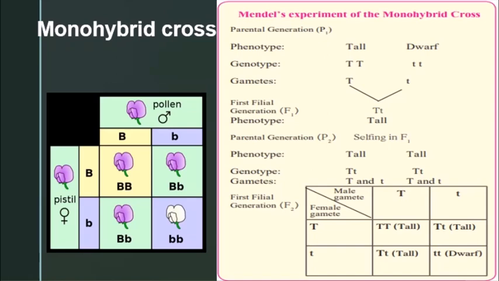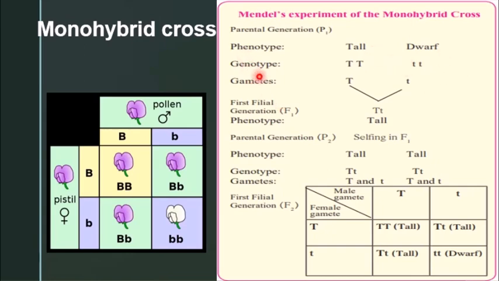Now, Mendel had studied 7 pairs of contrasting characters in the pea plant. Now, here we are taking one pair of characters, that is the plant height. So, if you see the plant height, for the first generation, that is the parental generation, we can have phenotype as tall and dwarf. So the height of the plant can be tall, or the height of the plant can be dwarf.